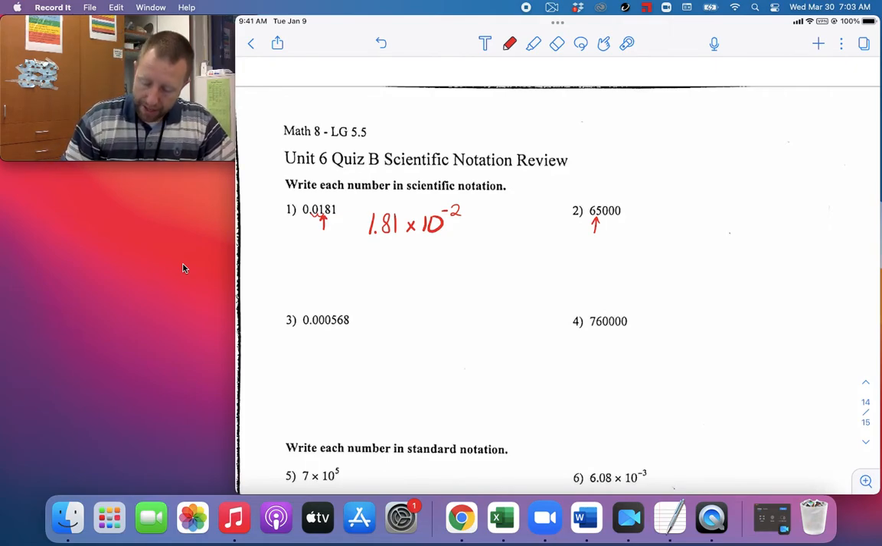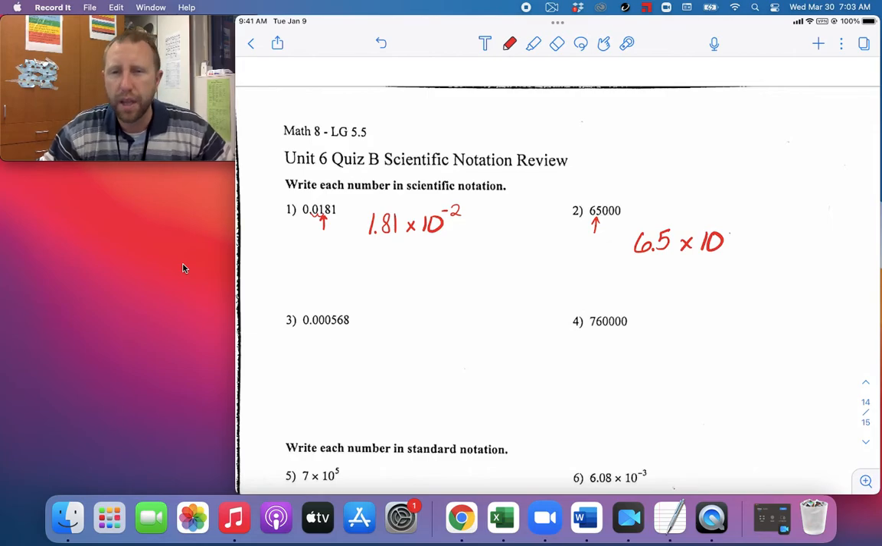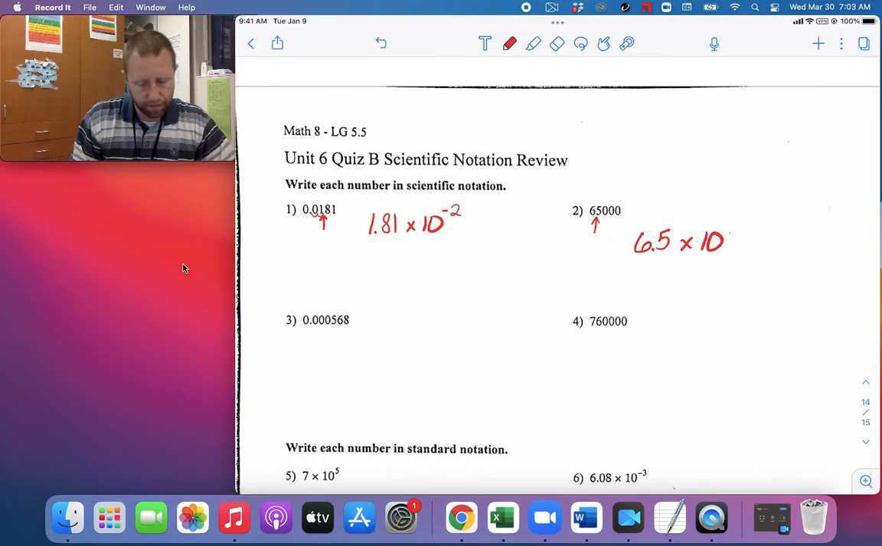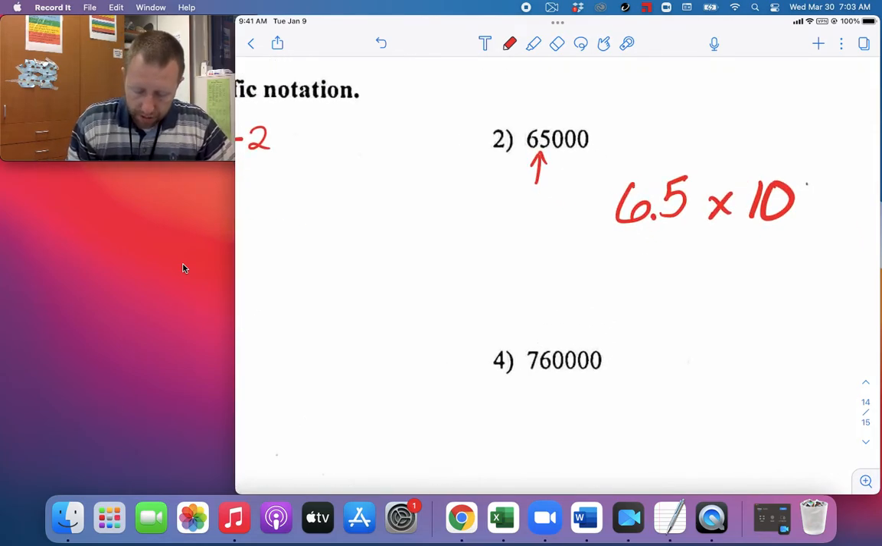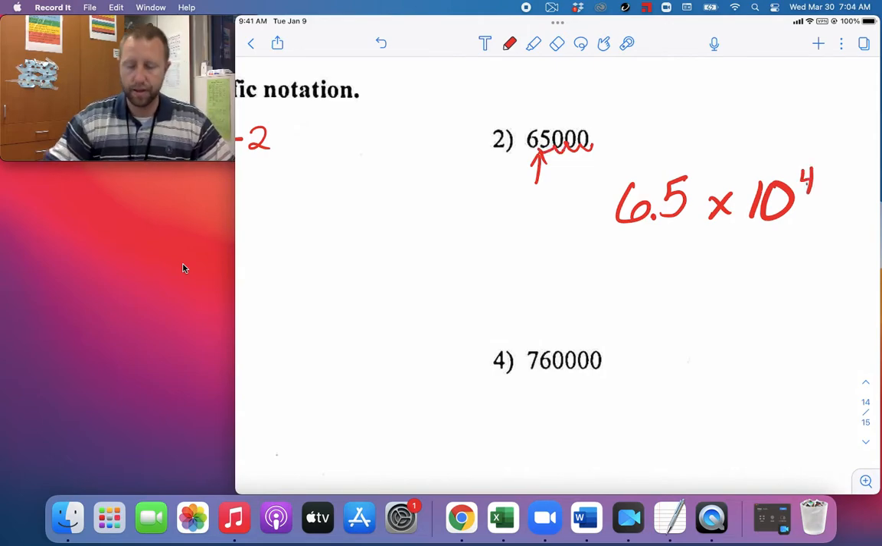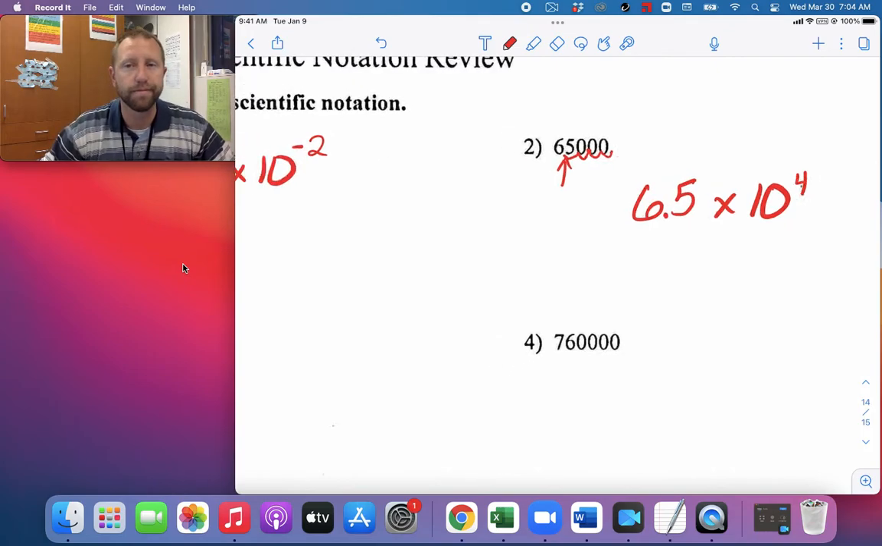So I'm going to put that 6.5 times 10 to the what? Well, how many places did I move the decimal? Let's do the swoops. I've got the decimal here initially on the standard form. 1, 2, 3, 4 places. So it's 6.5 times 10 to the 4th.